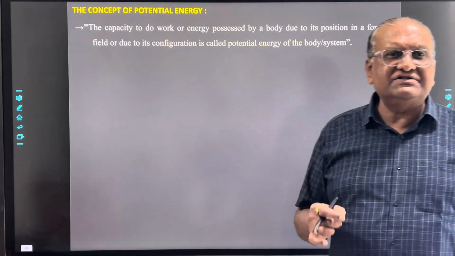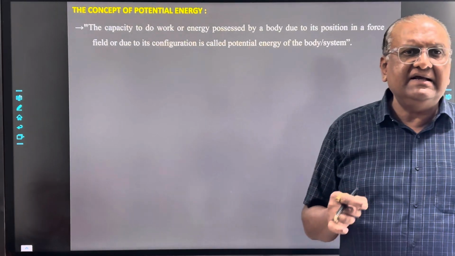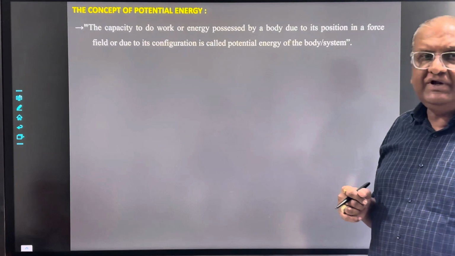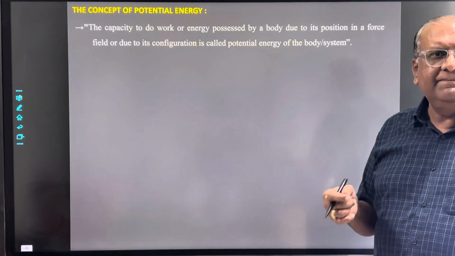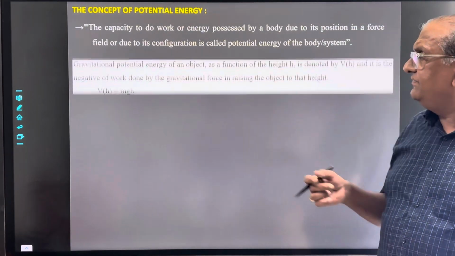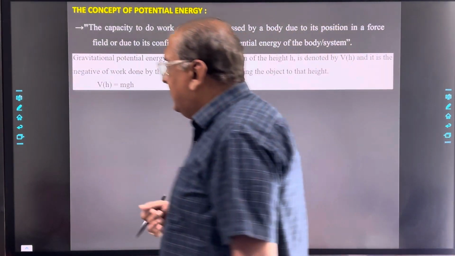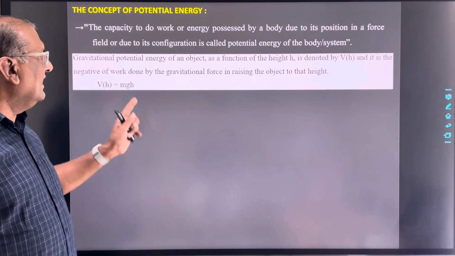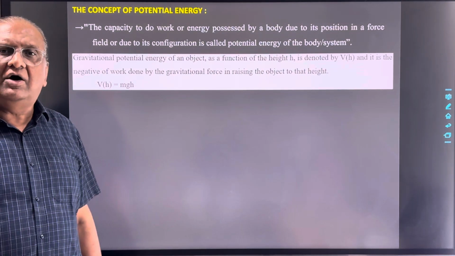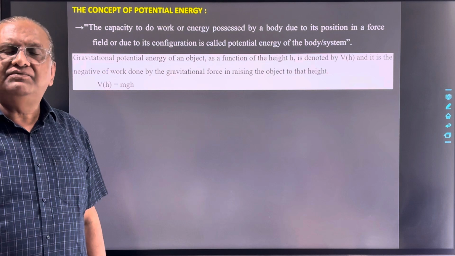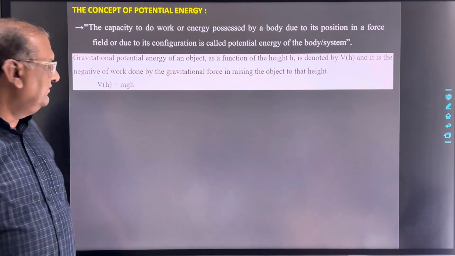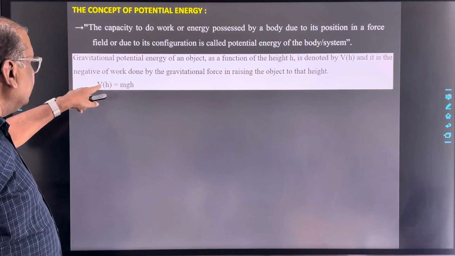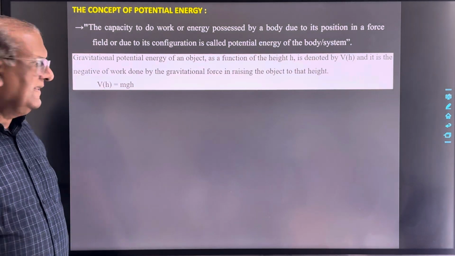Now here we will discuss two potential energies. One, that is gravitational potential energy, and second, that is elastic potential energy. Now gravitational potential energy, V as a function of h, that is given by the negative of the work done by the gravitational force in raising the object from the surface of the earth to height h. So we can write V at height h, the potential energy at height h, that is mgh.